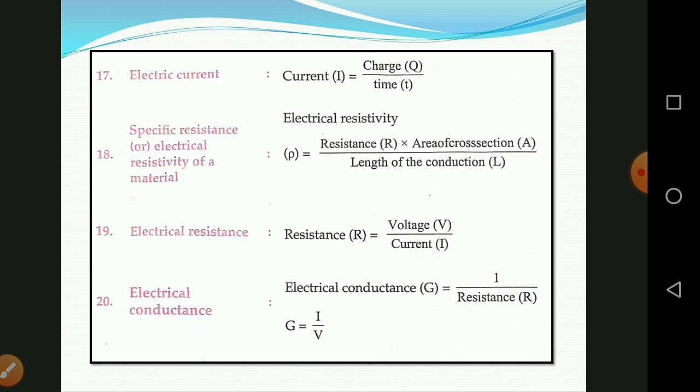Next is electrical resistance. Resistance is equal to voltage by current, that means R is equal to V by I. According to Ohm's law, V is equal to IR. Its unit is ohm. Then electrical conductance. G is equal to 1 by R, that means 1 by resistance, or G is equal to I by V. Its unit is mho.